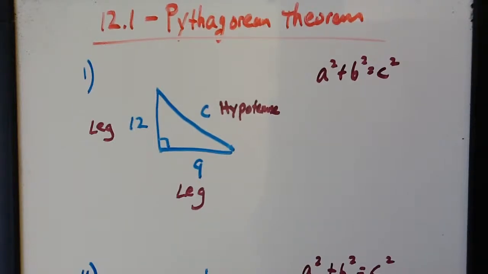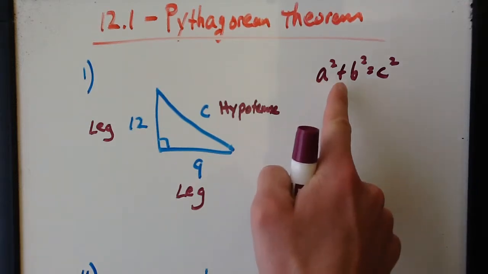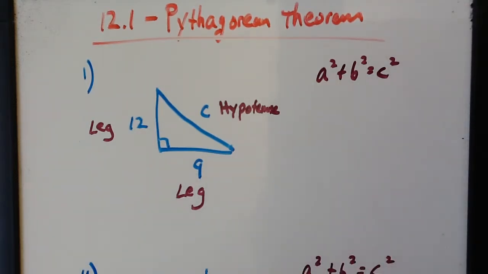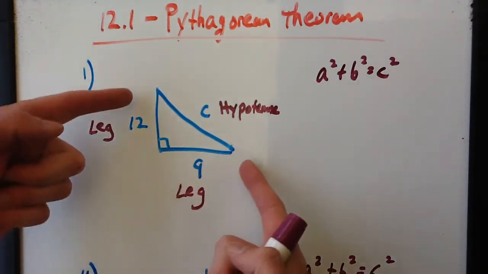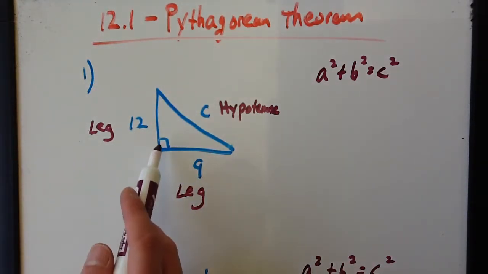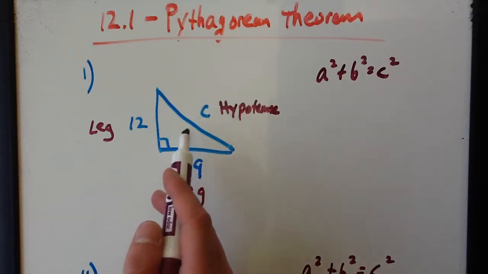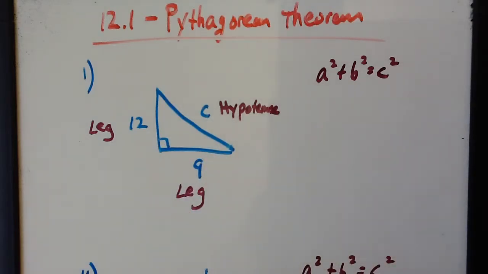Okay, 8th grade, in lesson 12.1, we're learning about the Pythagorean Theorem. Whenever we have a right triangle, we can use a squared plus b squared equals c squared, which means that we have two legs, right? The two legs form the right angle, and the hypotenuse is the side opposite of the right angle.